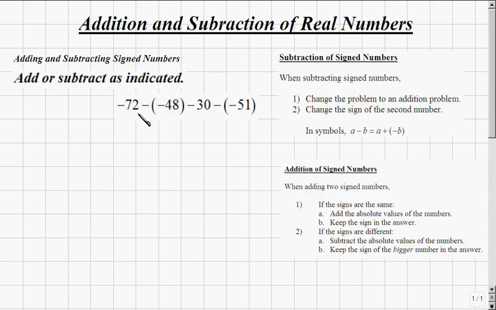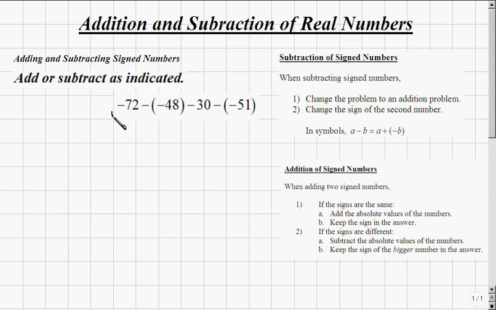Let's add or subtract as indicated. Negative 72 minus a negative 48 minus 30 minus negative 51. For us to find the answer, we'll begin on the left and add or subtract going across. We'll first find negative 72 minus negative 48, find that result, and subtract 30 from it. Then we'll subtract a negative 51 from that result for the final answer.